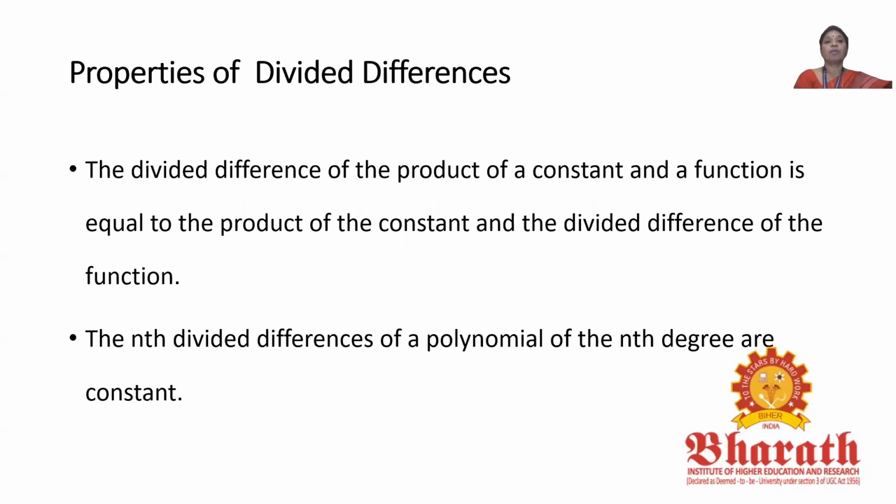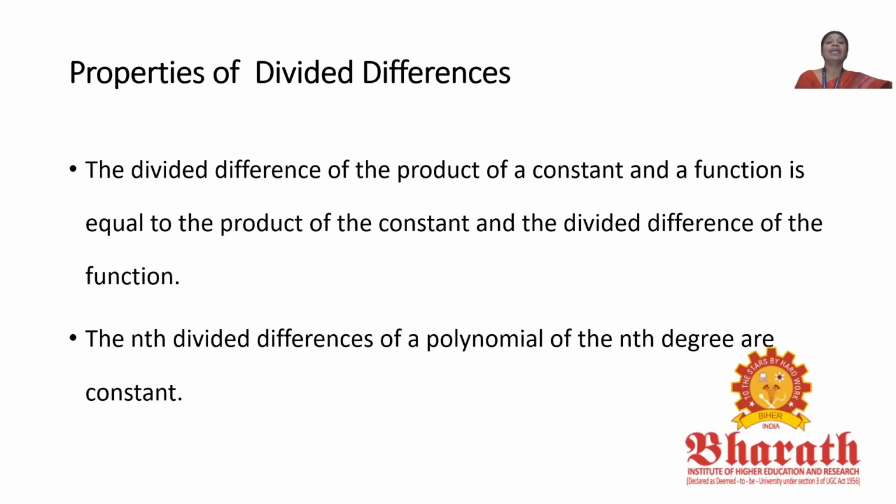The next property is the divided difference of the product of a constant and a function is equal to the product of the constant and the divided difference of the function. So first we are taking the divided difference of the product of a constant and a function. Next, that will be equal to the product of the constant and the divided difference of the function.